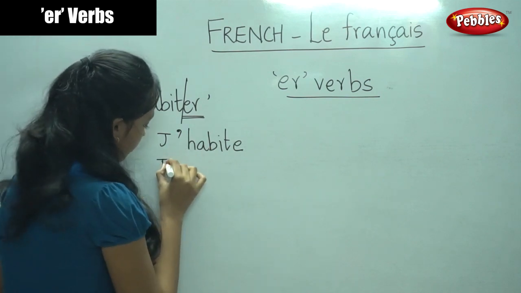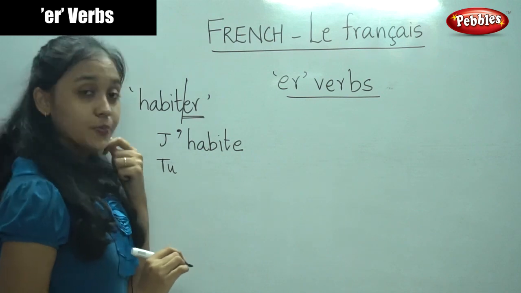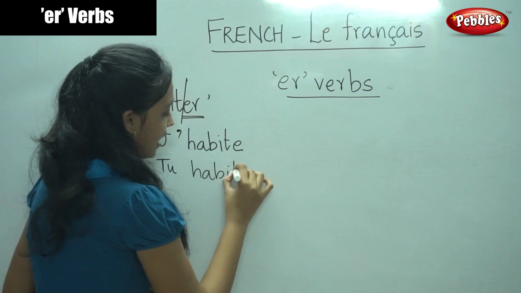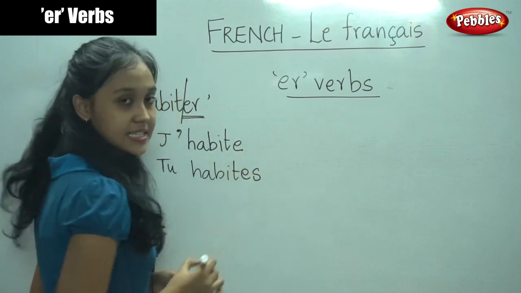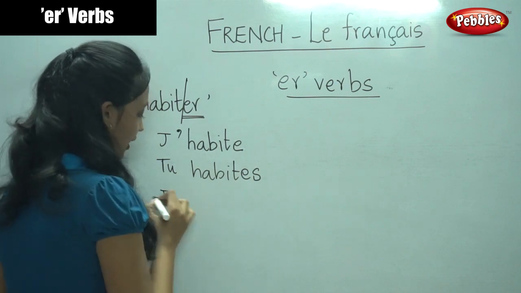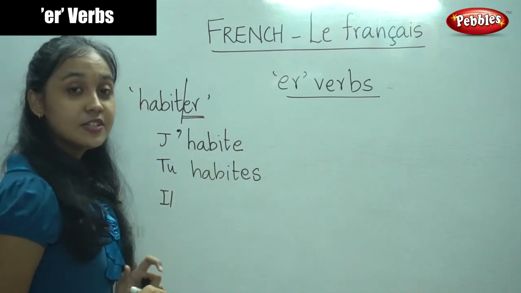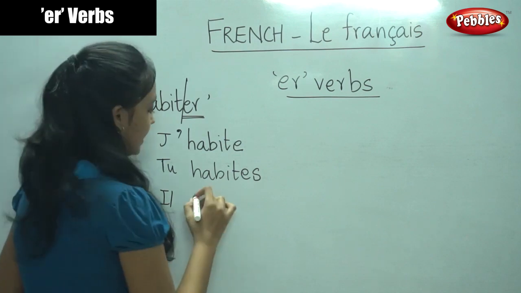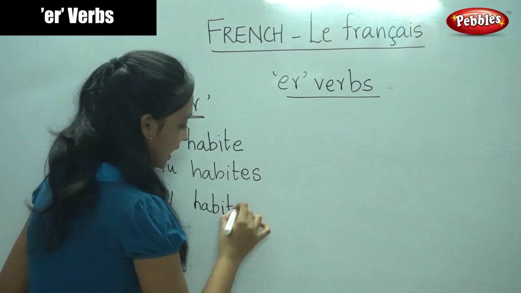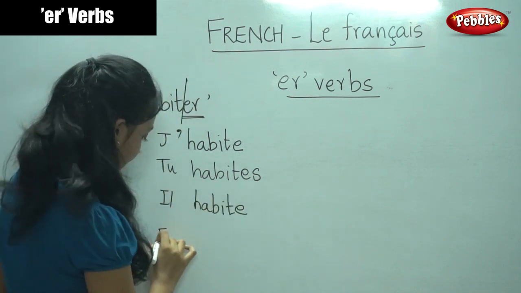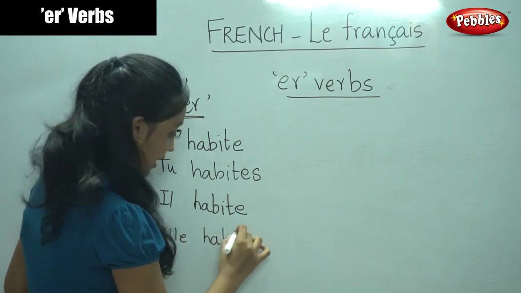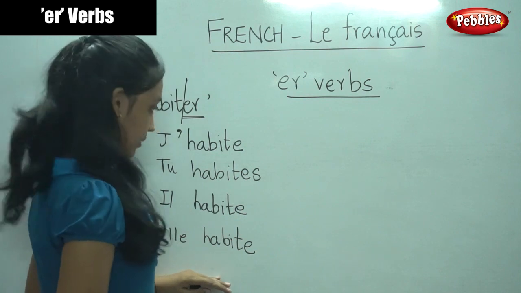Next, for the word tu, what would it be? H-A-B-I-T-E-S. Tu habites. Next, for il. Can you tell me what is the conjugation for il? Yes. We would remove ER and replace it with E. For elle, we would remove ER and replace it with E again.